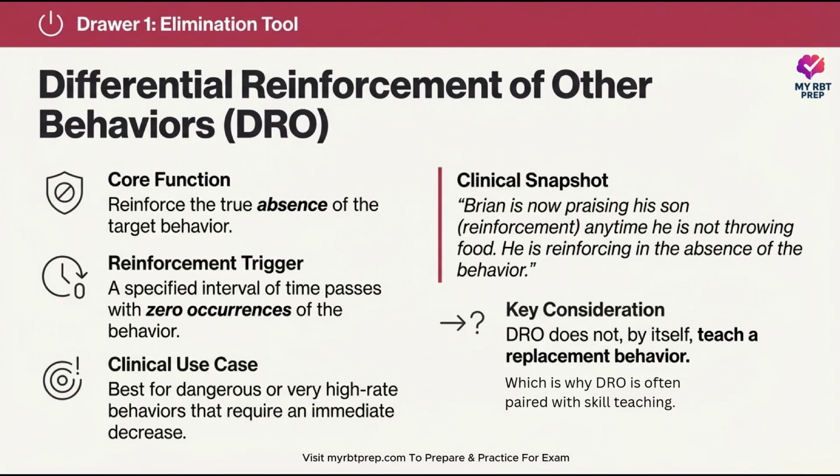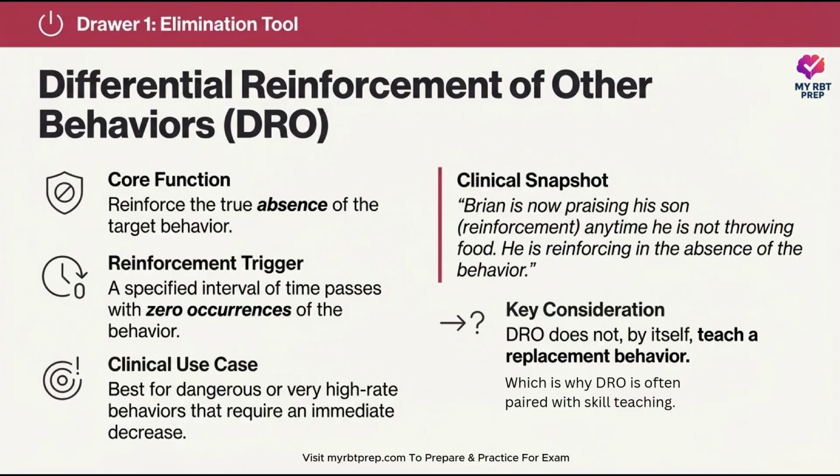Imagine you have a behavior that is so frequent or dangerous, you simply need it to stop immediately. That is where differential reinforcement of other behaviors, or DRO, becomes your primary elimination tool. I want you to focus on the core function on the left. The magic word here is absence. Unlike other methods where we reward a specific good action, with DRO, we are rewarding the silence.